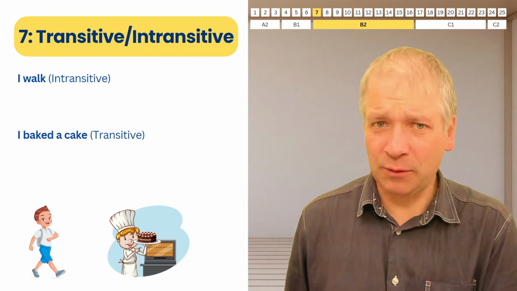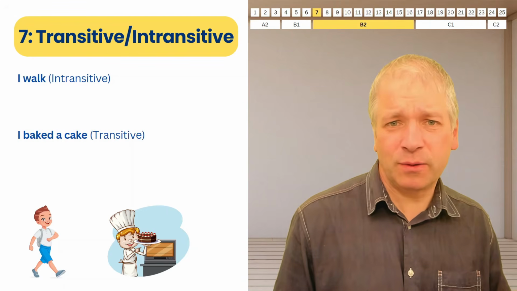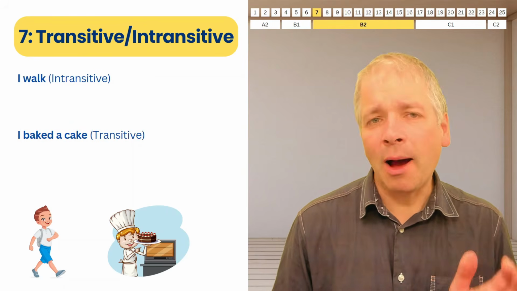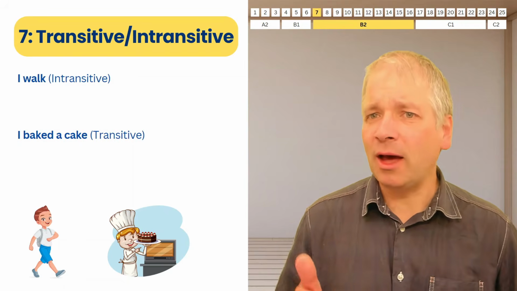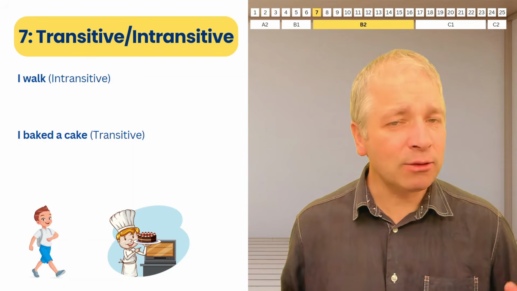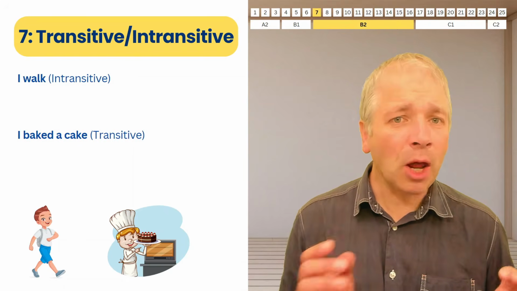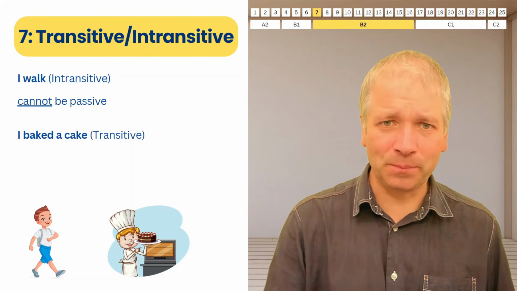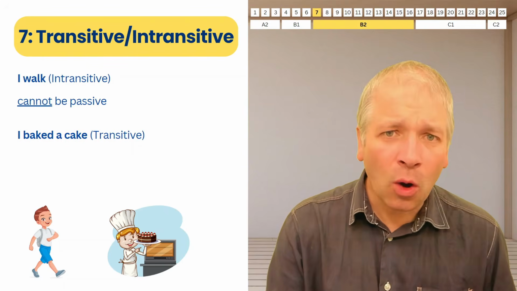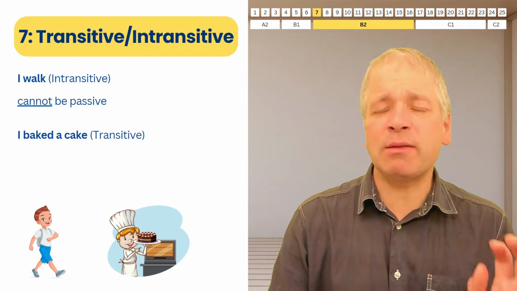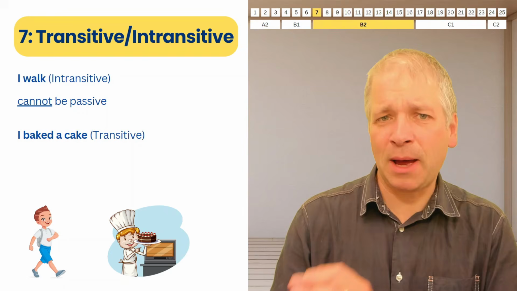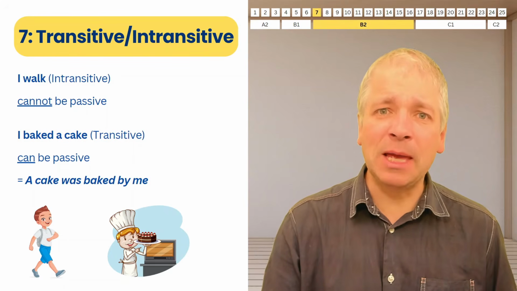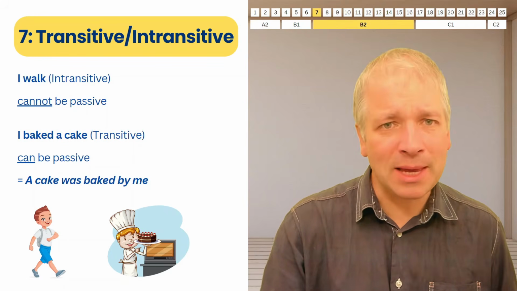That's adverbial information. The second sentence, though, is what we call transitive because it does have an object. I baked a cake. What did you bake? A cake. So I baked a cake is transitive because it takes an object, but I walk is intransitive because it doesn't. How does this affect the passive form? Well, I walk cannot be passive. Intransitive verbs cannot be converted into the passive form. They have to stay active. However, I baked a cake can be passive. A cake was baked by me.